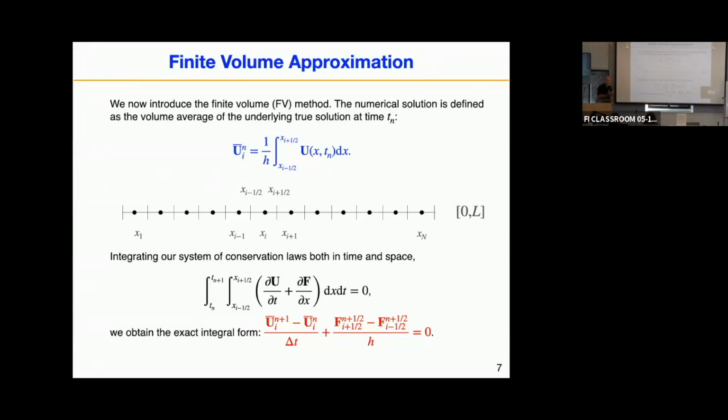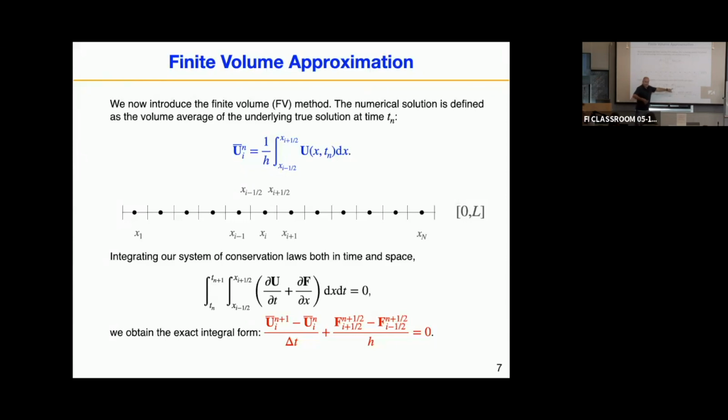So we approximate the solution. Inside the volume, the solution can be very complicated. It can have a lot of structure. No, we average everything out. Okay, so that's the approximation. So now you can actually integrate in time and space your partial differential equation, your conservation law, ∂U/∂t + ∂F/∂x = 0.